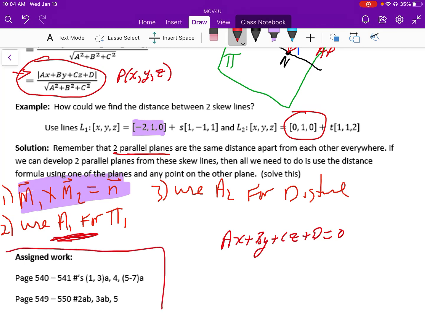Go through the assigned work on here, which is all distance, 2-space and 3-space. All right, and then this is the end of your vector work. All right, good luck.